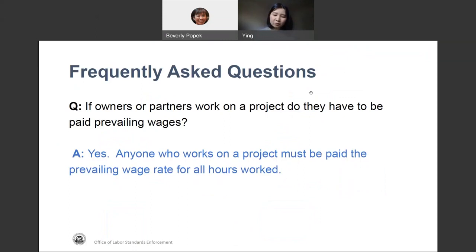Now, let's emphasize what we have talked about in the previous slides in the frequently asked questions section. The question is, if owners or partners work on a project, do they have to be paid prevailing wages? The answer is yes. Anyone who works on a public works project for the covered work must be paid the prevailing wage rate for all hours worked. Next.